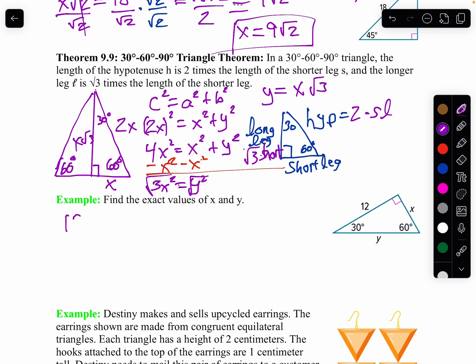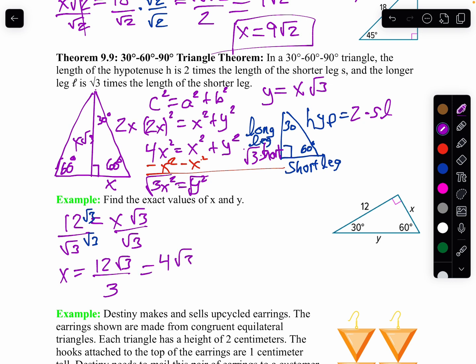So what do I do? I know 12 is my long leg. I know 12 equals my short leg, which in this case we're going to call x, times the square root of 3. So then I'm going to divide by the square root of 3, and I'll rationalize that by multiplying numerator and denominator by the square root of 3. So then we get x equals 12 square roots of 3 all over 3. Square root of 3 times square root of 3 is 3. So I get 4 square roots of 3 for x. So x is 4 times the square root of 3.